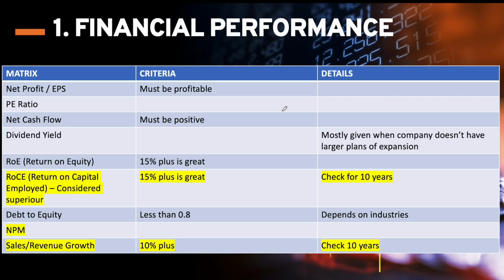Financial performance. These are the key metrics which we must be aware of. The first one is the net profit. Net profit is the profit the company is making, and earning per share is the profit divided by how many outstanding shares there are. So they are both linked together, and that's where I have placed them together.